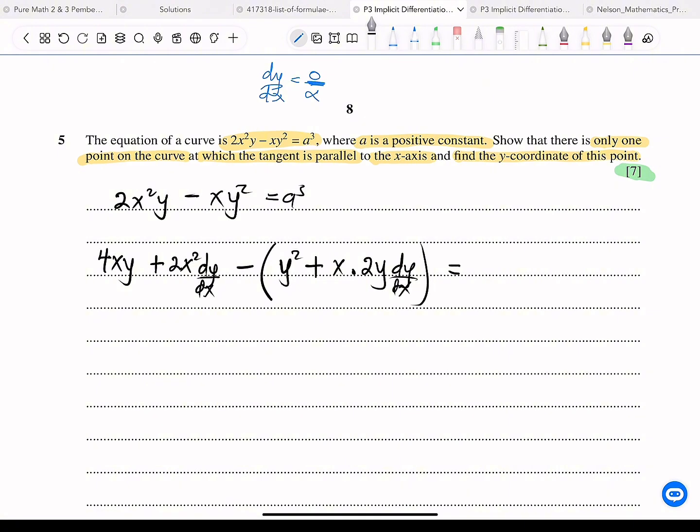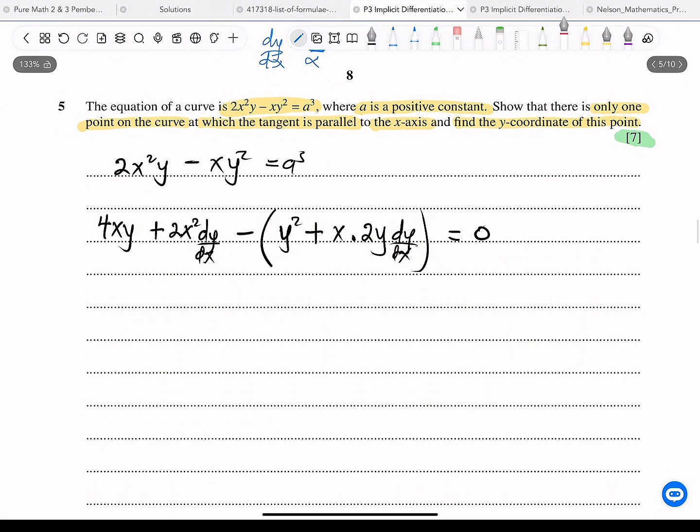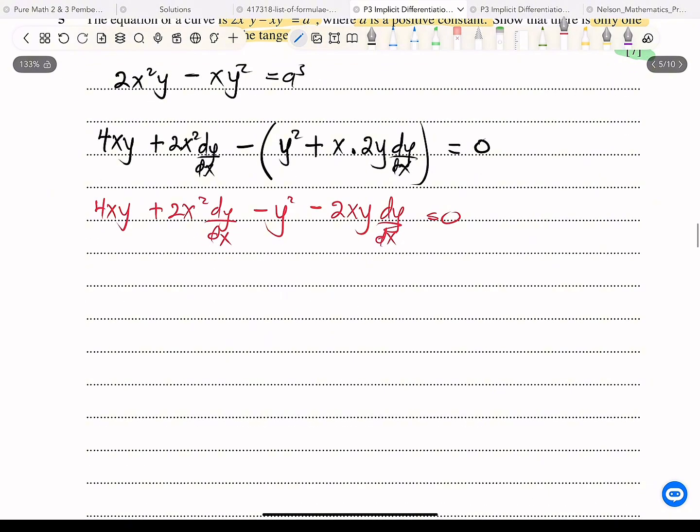Now, the a will not be 3a squared. That is wrong because a is a constant. If you differentiate a constant, you get 0. That is where you make the mistake. So don't make that mistake, please. We are better than that. Now we expand. We get negative y squared minus 2xy dy dx equal to 0.